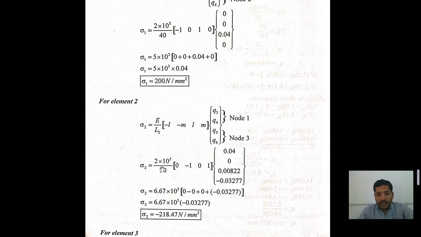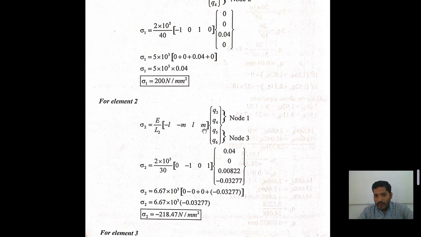Modulus of elasticity, how much is there? 2 into 10 power 5. The length of the element, how much is there? 30. So L and M we need to take from the table. So L value is how much? 0, and M value is how much? 1. Clear? L we need to substitute here. L value is 0, M value is minus 1. L value is 0, M value is 1. And Q3, how much did we get here?